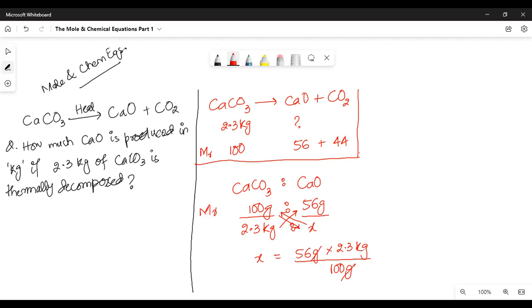If you have the calculator with you, help me a little bit, calculate it for me, and let me know what the answer is. It's 1.288. And since we have this unit still over here, 1.288 kilograms. That's your answer. That's what you're going to get as the mass of calcium oxide. There you go. You have your answer.